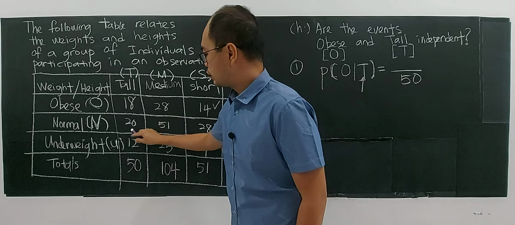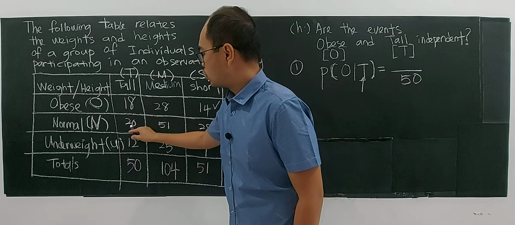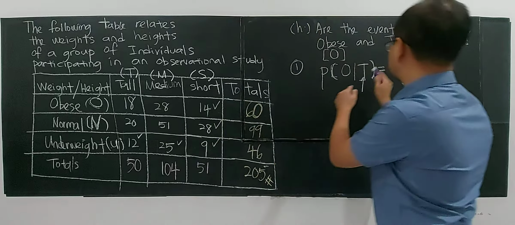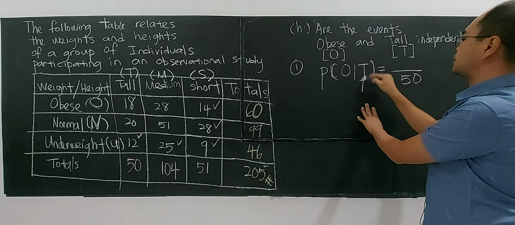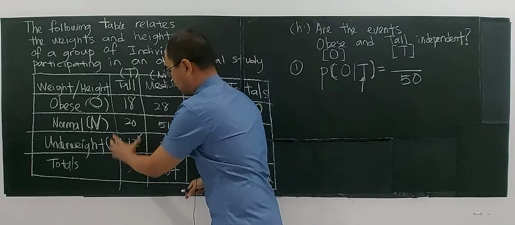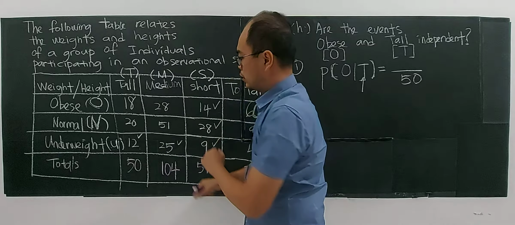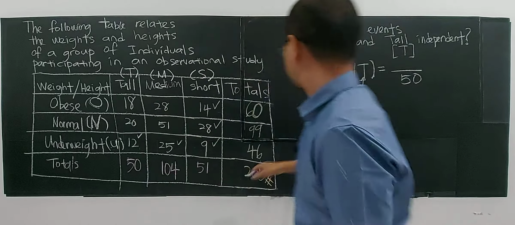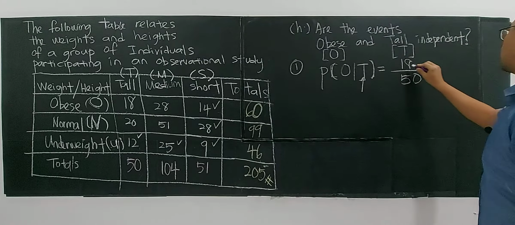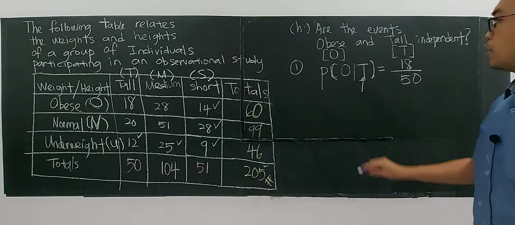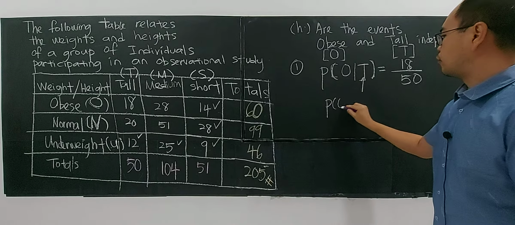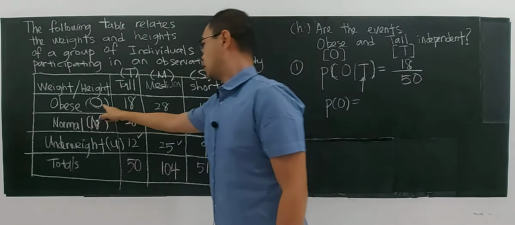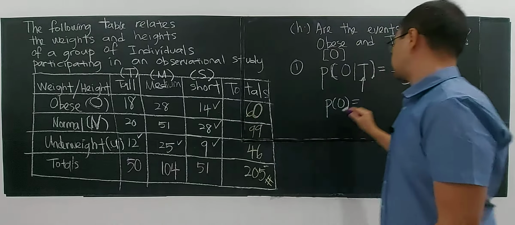So out of these three, we have obese, normal, and underweight. From here, we don't look at the other parts of this because we already know that, given that, it comes from the tall category, so we no longer view the other side. So we know that obese is 18 over 50. Later on, we try to find the probability of obese.